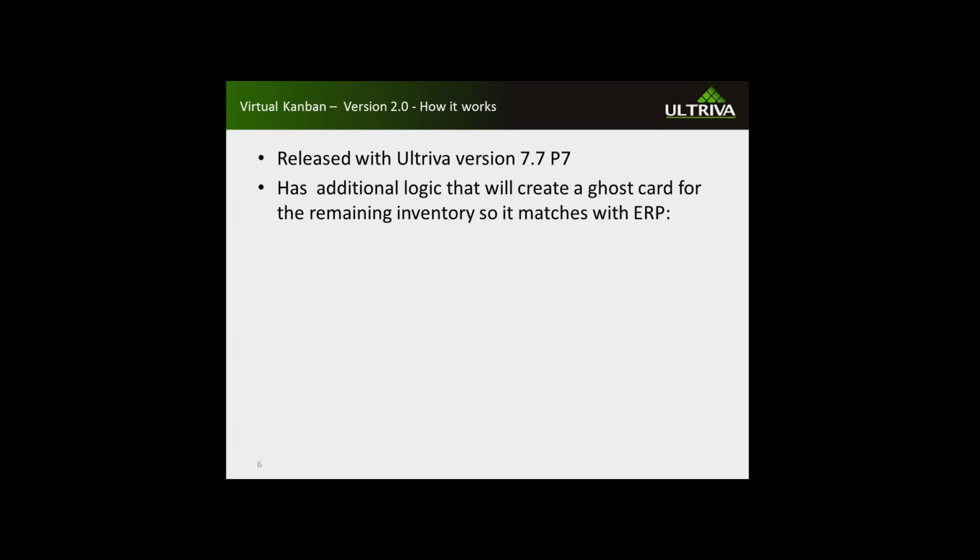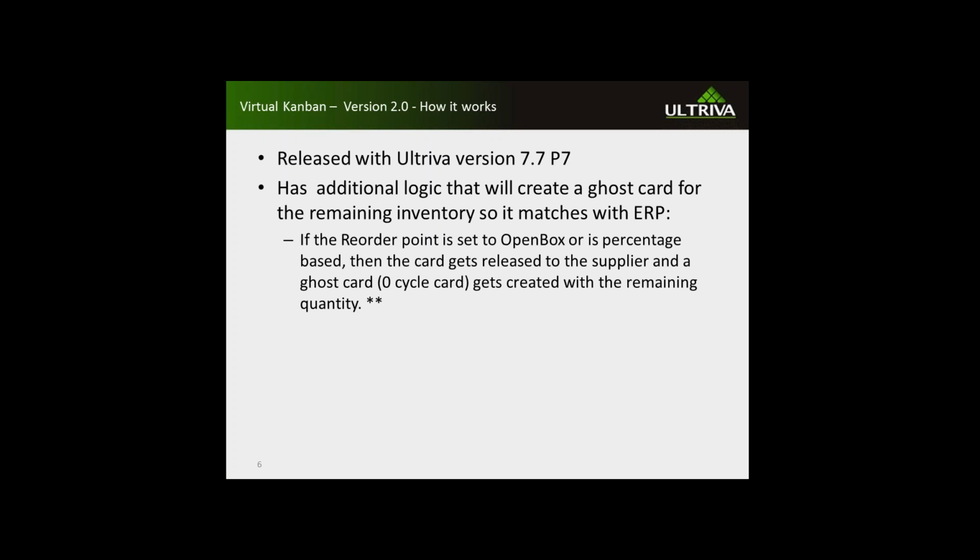Virtual Kanban 2.0 was released with version 7.7 P7. And with that, there's some additional logic that got implemented so that it will keep the inventory in sync with your ERP, so you can match those up. So if your reorder point is set to open box or a particular percentage, then what happens is a ghost card gets created for that remaining quantity so that you can see that and match that up.